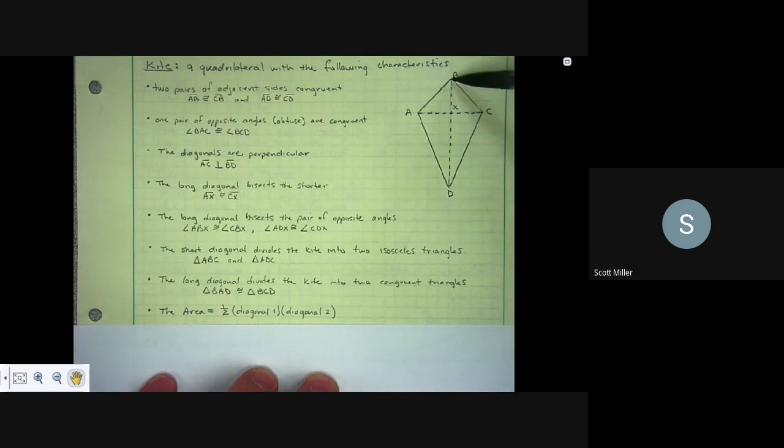Not only that, but the long diagonal bisects the short diagonal. So the long diagonal is a perpendicular bisector of the short diagonal. The long diagonal bisects the pair of opposite angles. So these two angles are bisected by the long diagonal. This is not true with the short diagonal. These angles are not bisected, but these two angles, B and D, are.